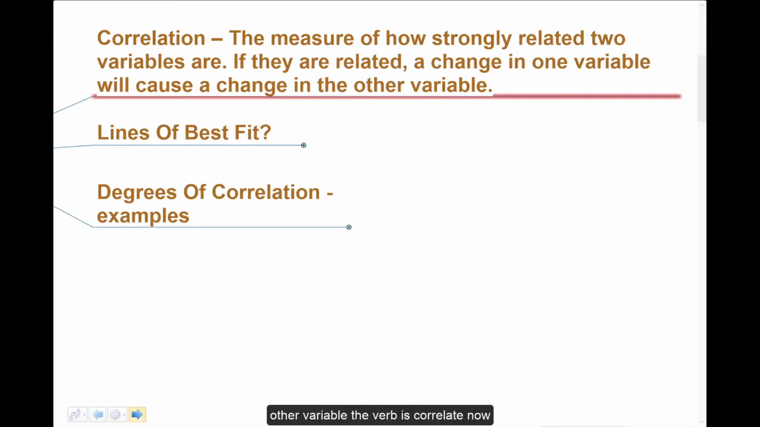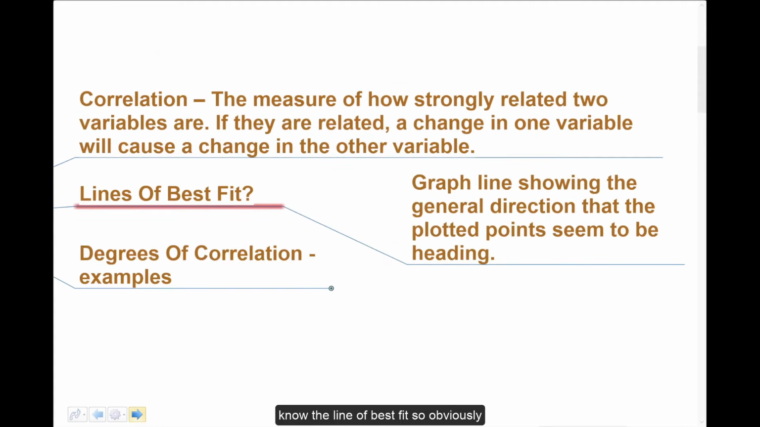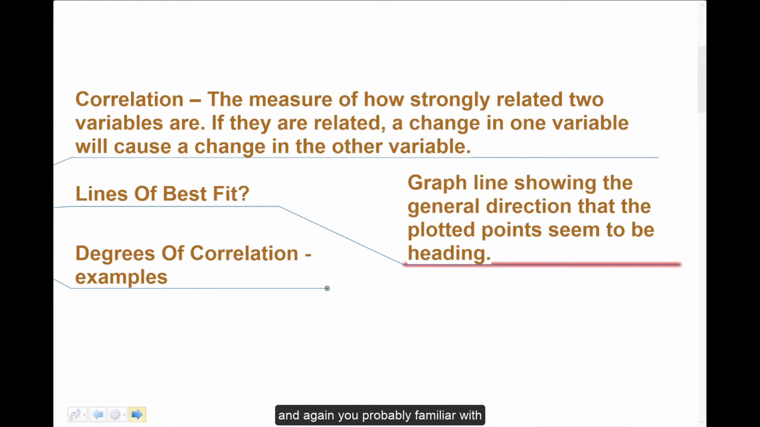The verb is correlate. Now, note that within the chapter itself, we've got a series of diagrams. I'd refer you to them. I've cut and pasted some into this mind map, but not all of them. This first area refers to the line of best fit. You're probably familiar with that term, we're talking about a graph line showing the general direction. You've got two variables, you're going to plot points, where are they heading.